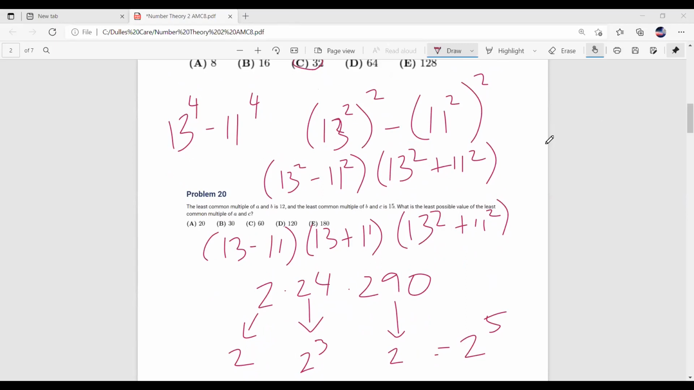In the meanwhile, I'll talk a little bit about problem 20. Problem 20 is about the LCM of A and B, and we know that that LCM is equal to 12. And the LCM of B and C is 15. What is the least possible value for the LCM of A and C?